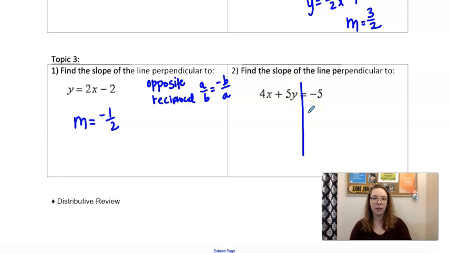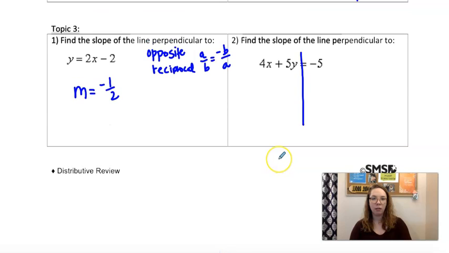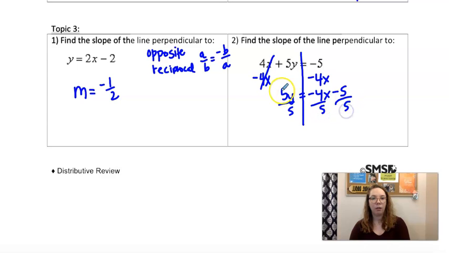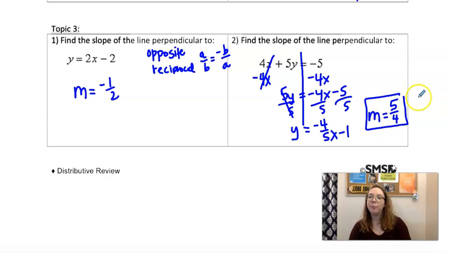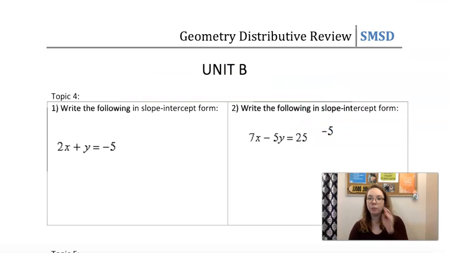All right, 2, we're going to have to rearrange and isolate y. So I'm going to subtract 4x from both sides. So I have 5y equals negative 4x minus 5. And then I'm going to divide everything by 5. So negative 4/5 x minus 1. So perpendicular means I have to flip it over, and since it was negative, now it's positive. It's our opposite reciprocal. All right, next page.